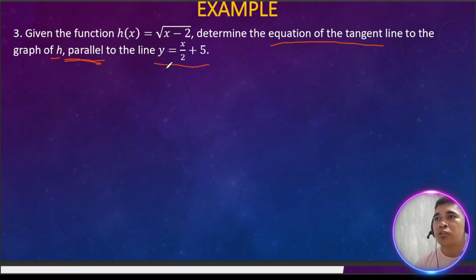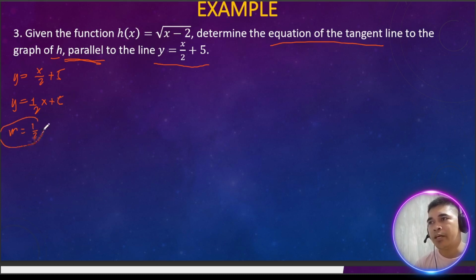So, what is the slope here? We got 1/2. Since we have y equals x over 2 plus 5, that is y equals mx plus b, so 1/2 x plus 5. So our m is 1/2. Here, parallel lines have the same slope. So that will also be the slope of our tangent line.